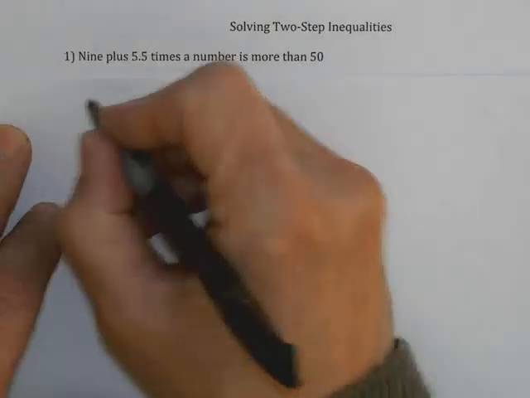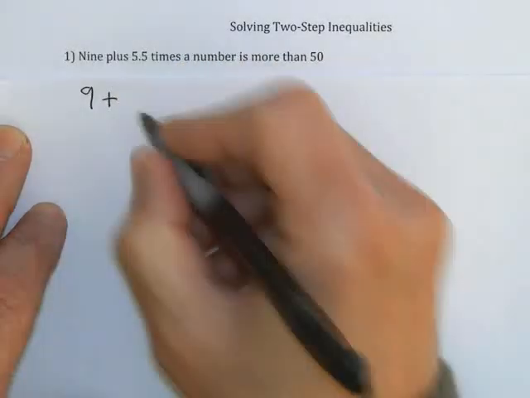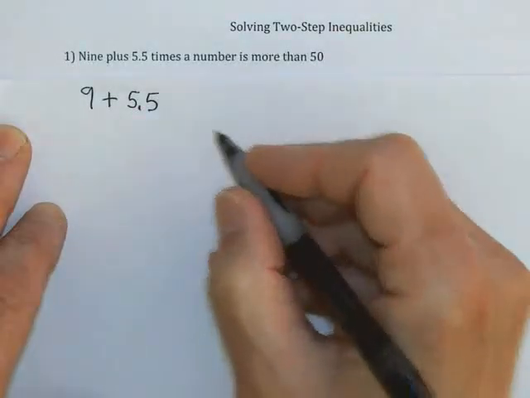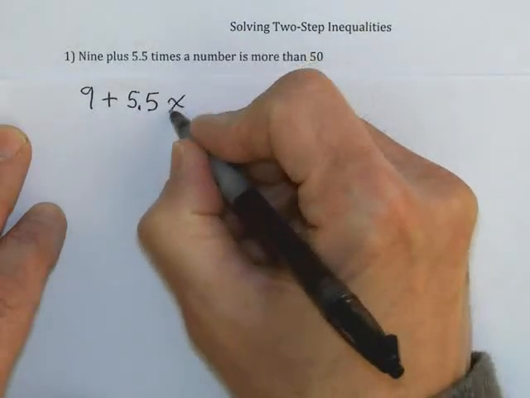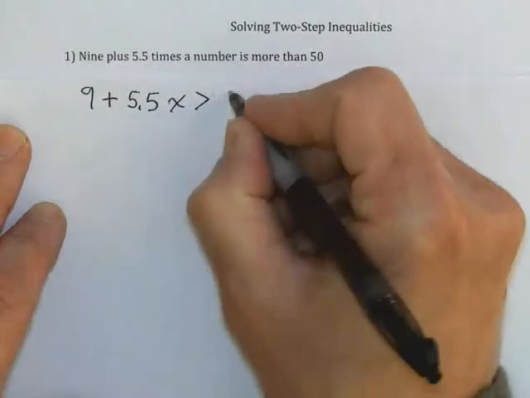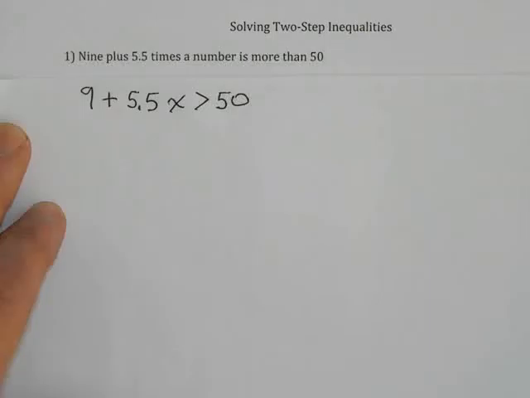Okay, it's literal, so it's going to be 9 plus 5.5 times a number. Well, that unknown number is going to be represented by x, is more than 50. More than would indicate greater than the number 50. And now I've got this two-step inequality, right? I'm going to have to subtract 9 from both sides and then divide both sides by 5.5 to isolate my variable x. Okay, let's do those steps.